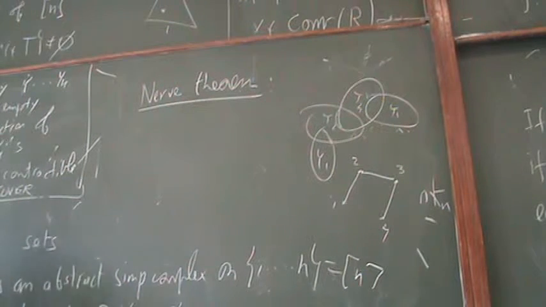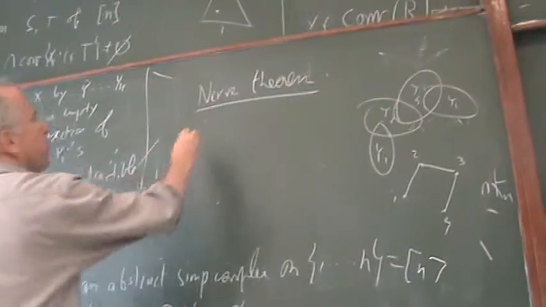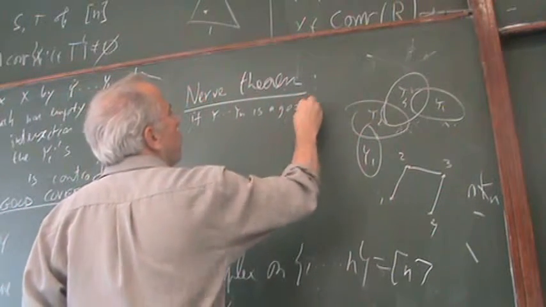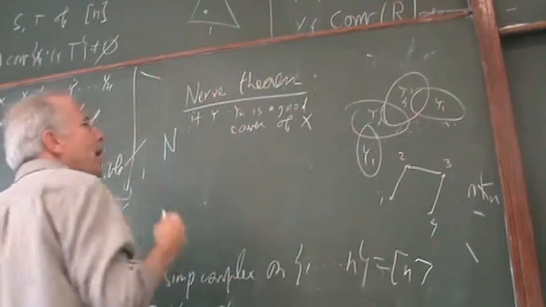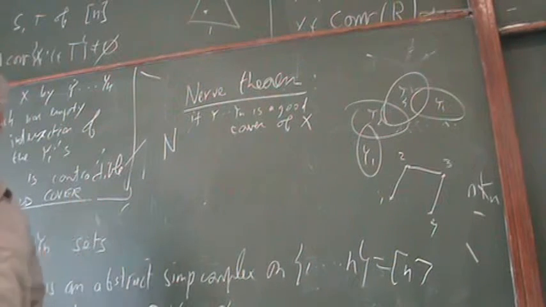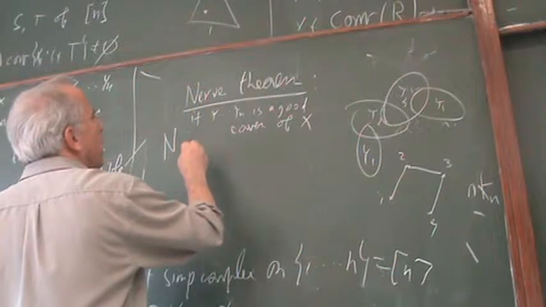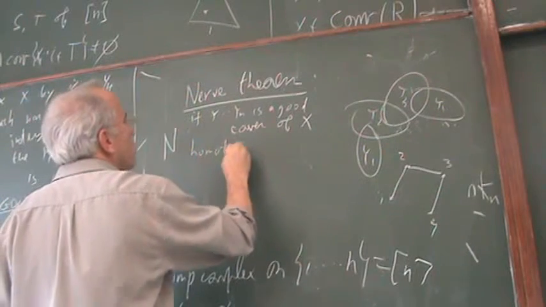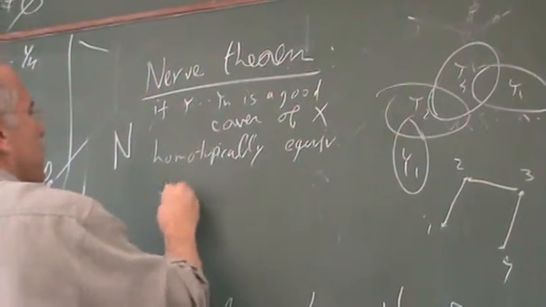Okay, and the nerve theorem says that if Y1 up to Yn is a good cover of X, and maybe you have to assume some niceness of X, that it's not too wild topologically, then the nerve N is homotopy equivalent to X.